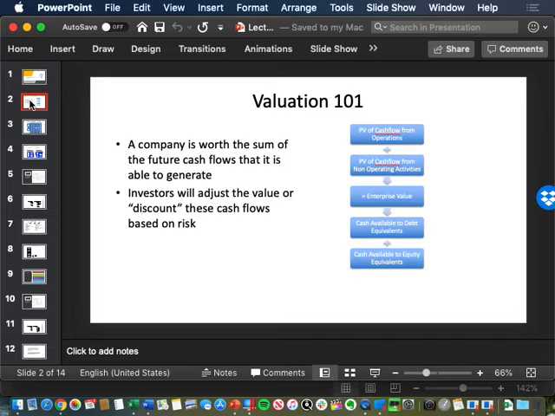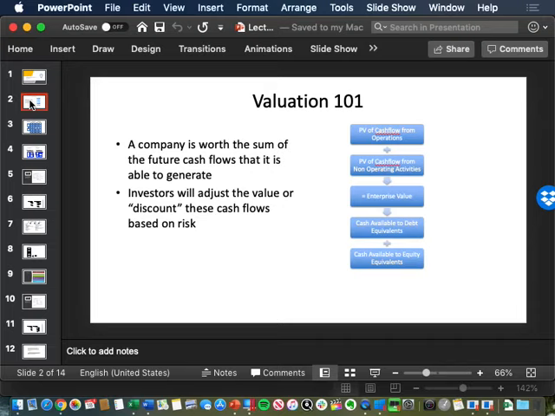And we're going to break those cash flows into two categories or buckets. One bucket is called operating cash flows, which are the primary cash flows associated with your business selling its products and services. The other bucket or category is called non-operating cash flows, which are cash flows the company generates which have nothing to do with selling products or services to customers, but still have value to the business. Right? Those two buckets are added up to be called enterprise value.